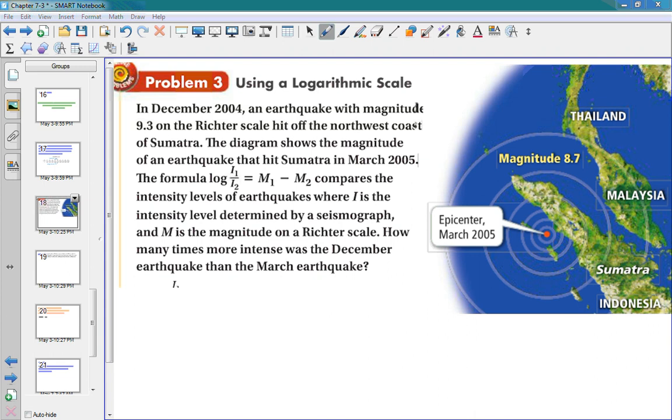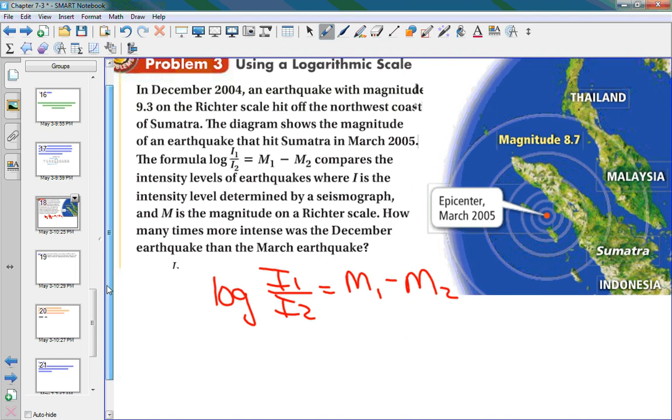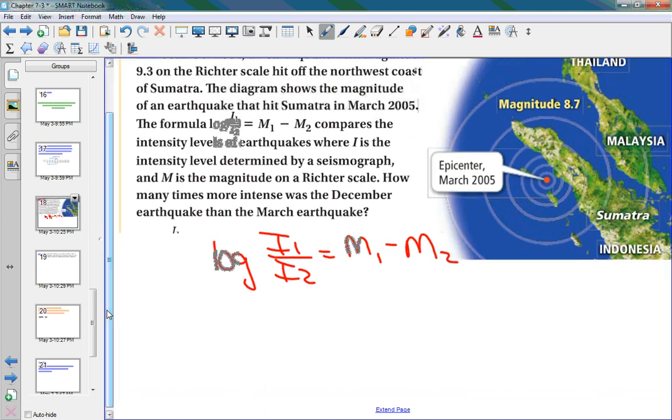Now, what that means is, if you're looking at this formula, whenever it's asking for how much more intense it is, how much more intense is this earthquake than the previous one? What you are doing is locating your I1 over I2 ratio.